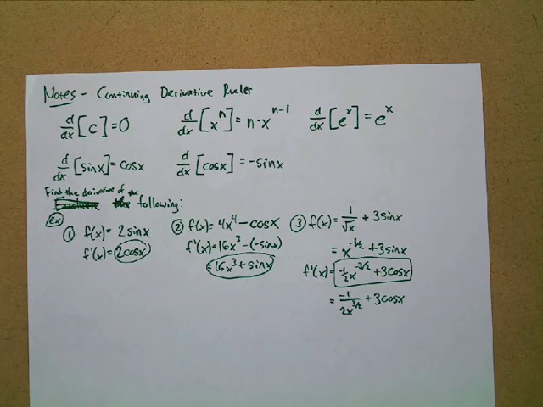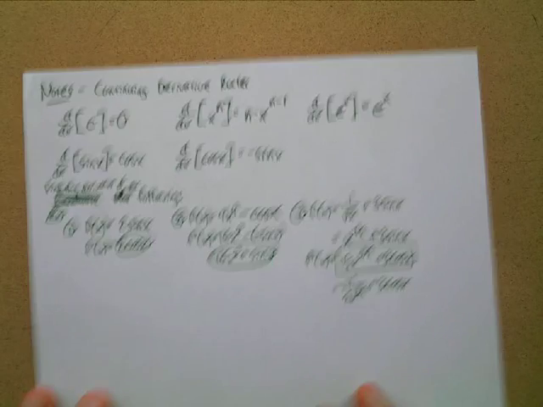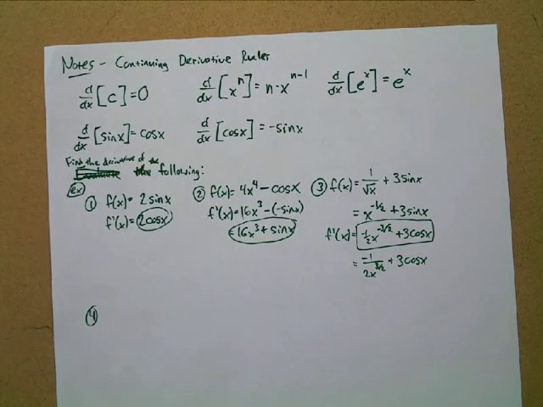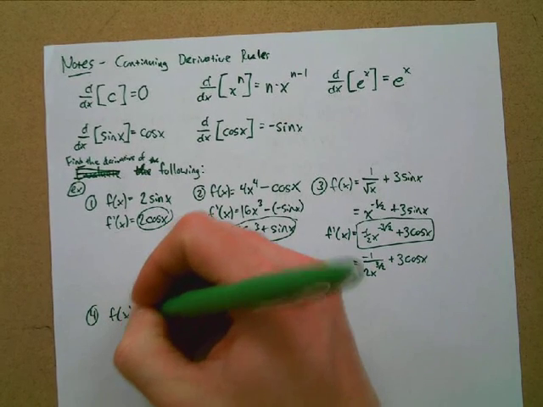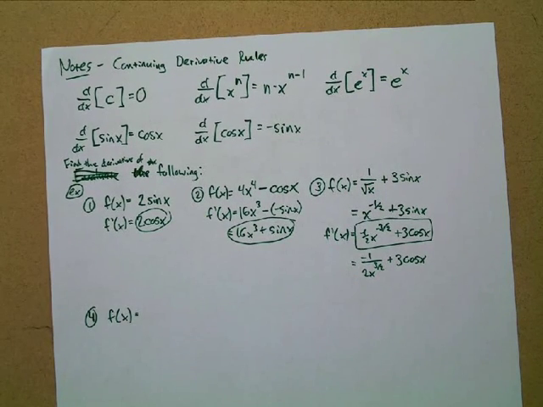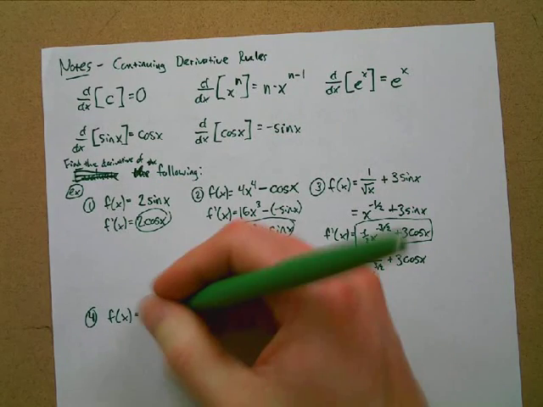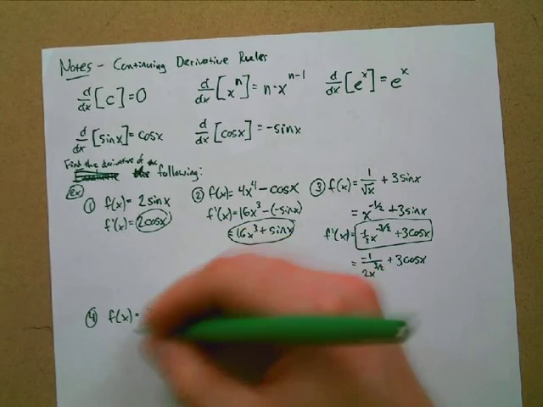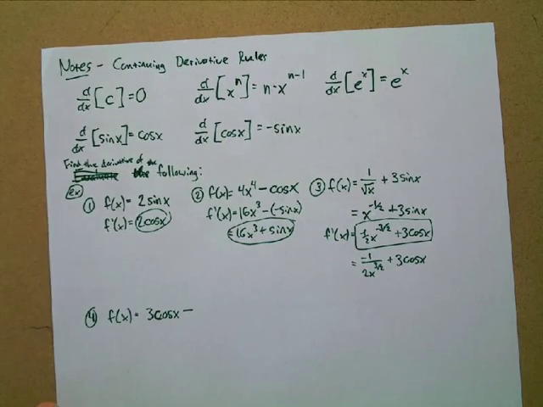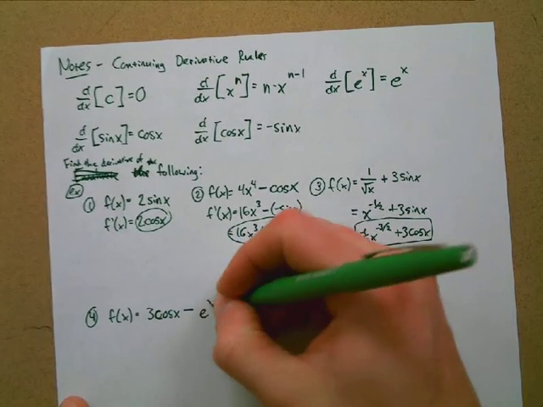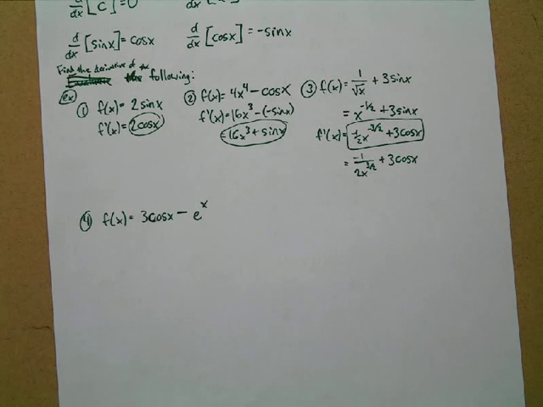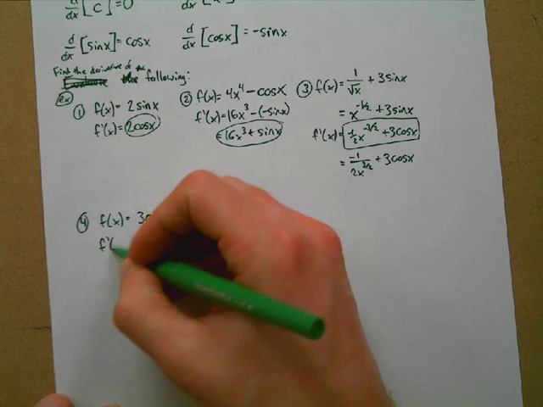And again, it's not going to be too out of this world here. So if f of x equals 3 cosine x minus e to the x. So f of x equals 3 cosine x minus e to the x. What would that derivative be? It's already in a form where we can take that derivative there. So what would that derivative be?